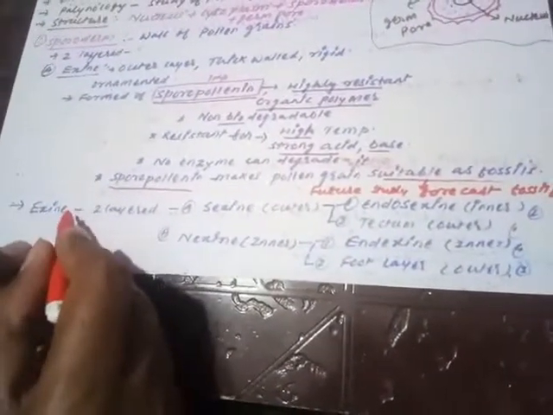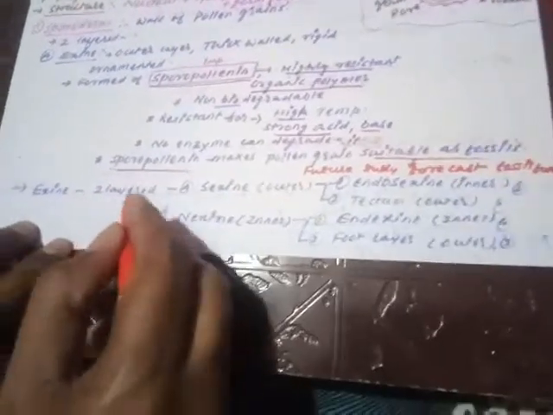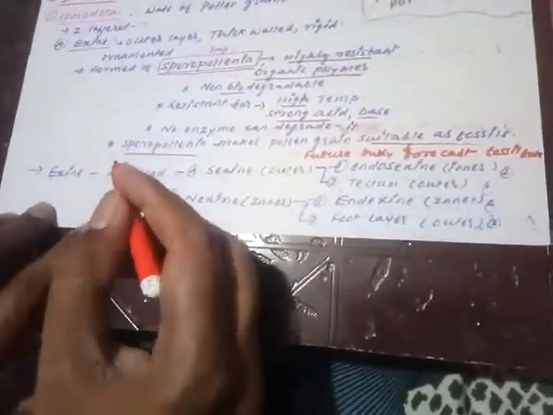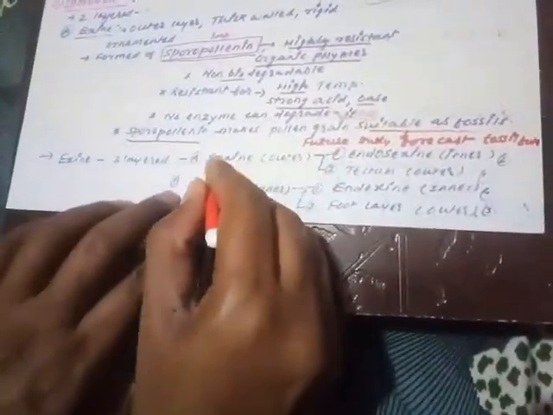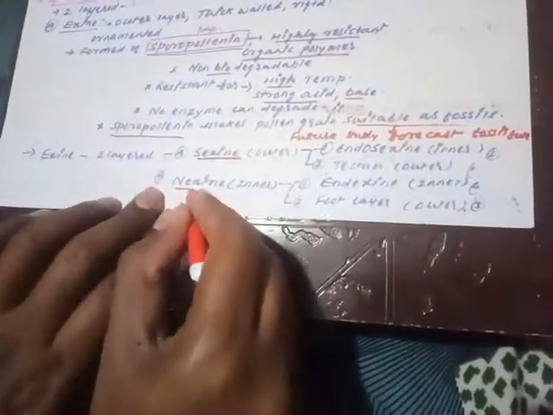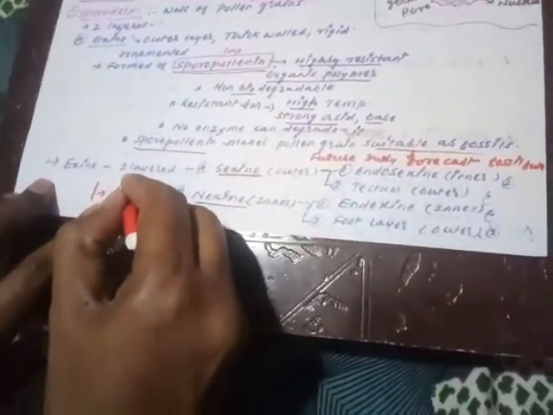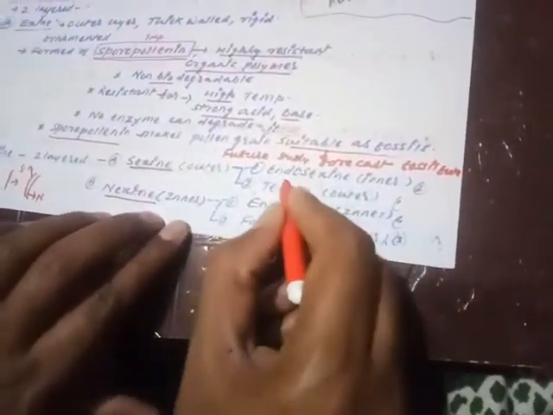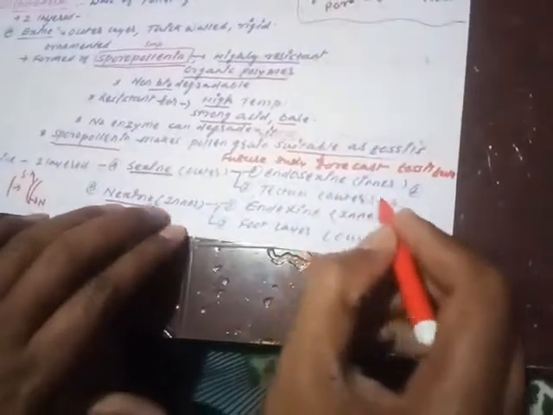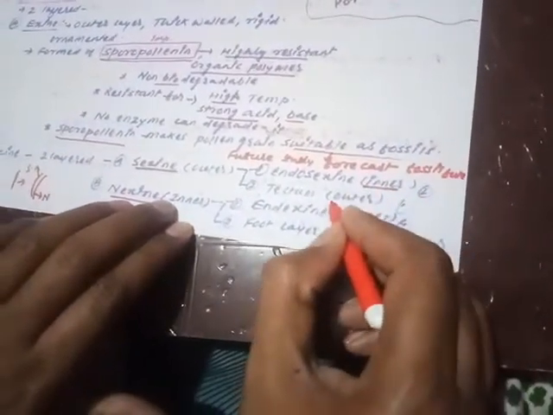Next, the exine is itself a two-layered structure. If you make a detailed study of the exine, it is made of two layers. The outer layer is called sexine, and the inner layer of exine is called nexine. Suppose this is the exine; it is itself made of two layers, the outer one sexine and the inner one nexine. The sexine is itself made of two layers, endosexine and tectum. Endosexine is the inner layer and tectum is the outer layer.